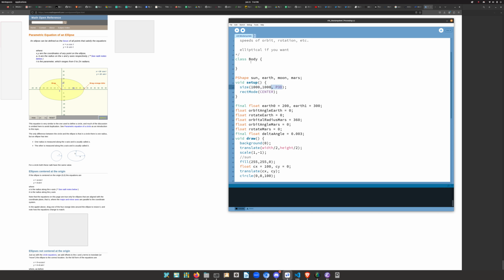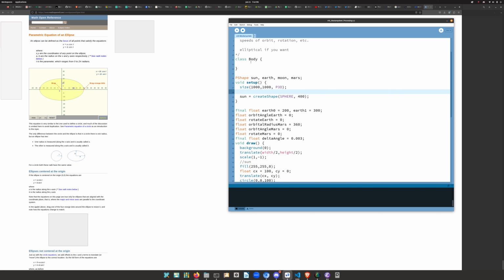So we're going 3D instead of just 2D. We no longer care about rect mode. Okay, but now we do care about sun equals create shape, sphere, whatever size you want it to be. I suppose we should say no stroke. Yeah, so turn off the edges.